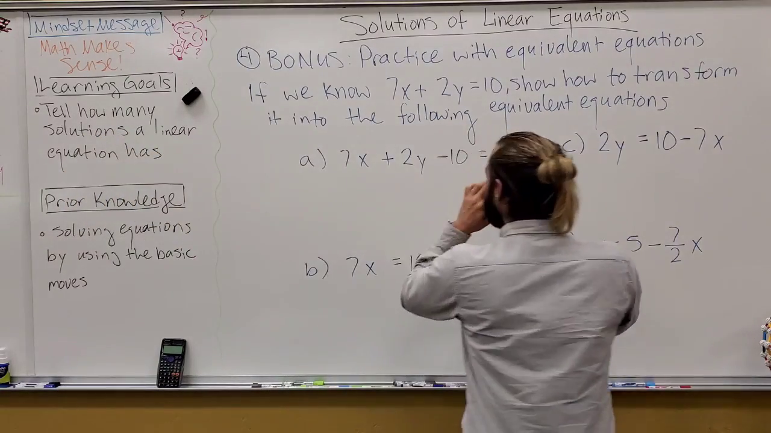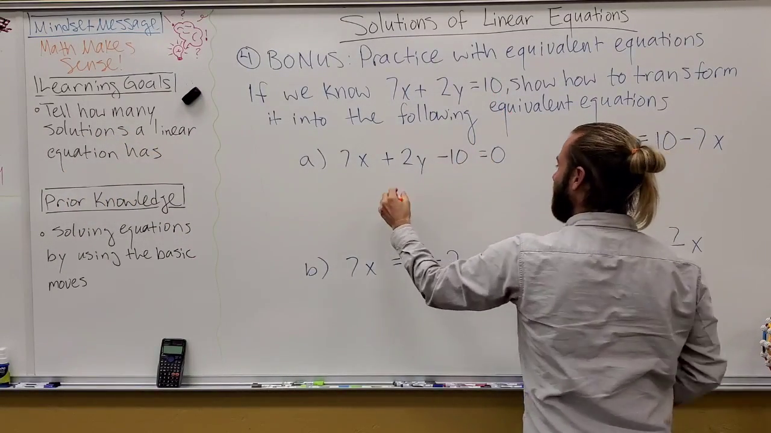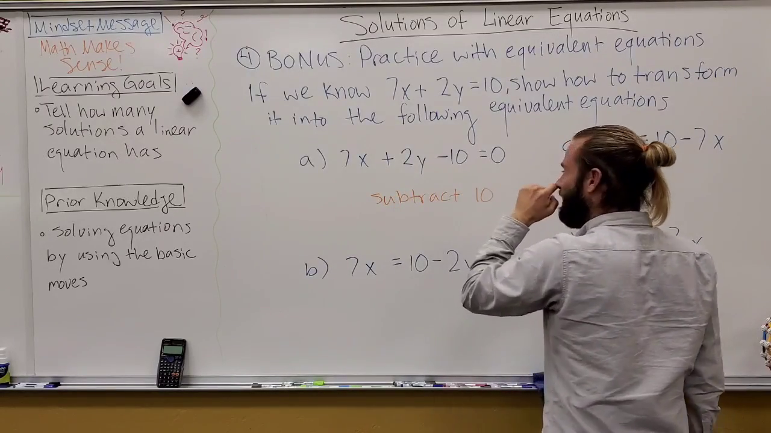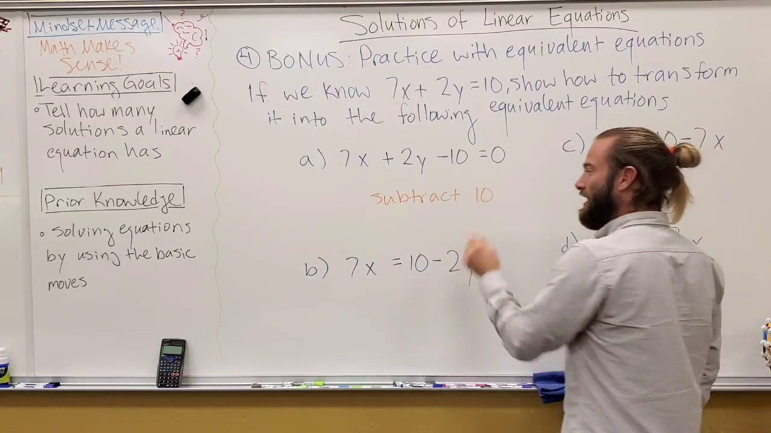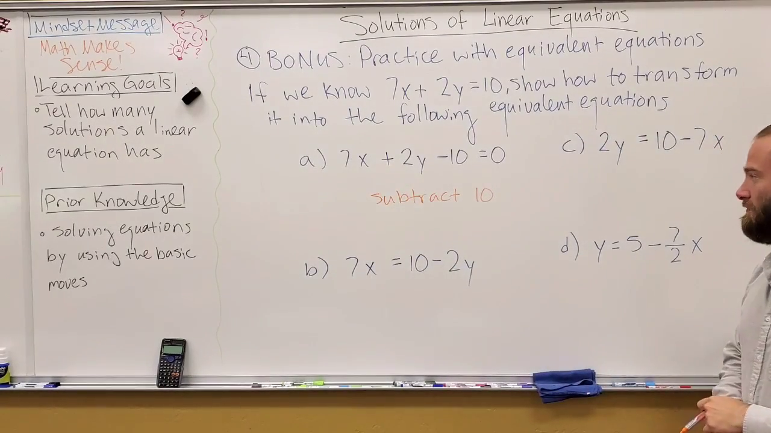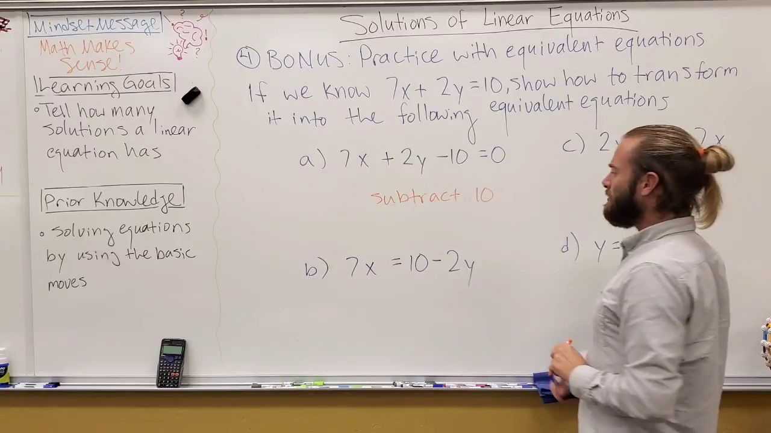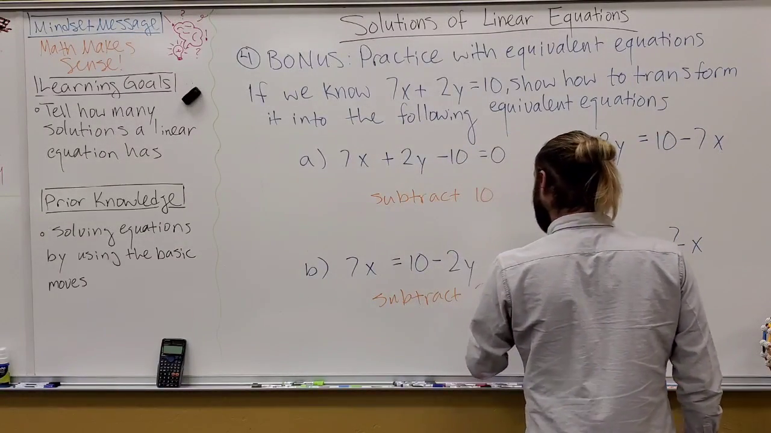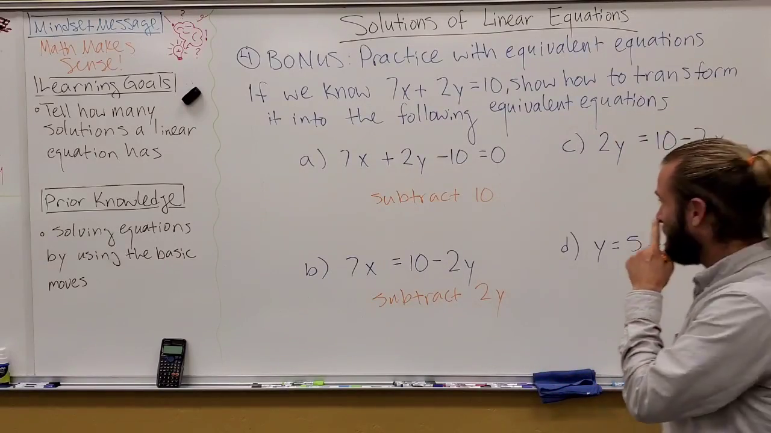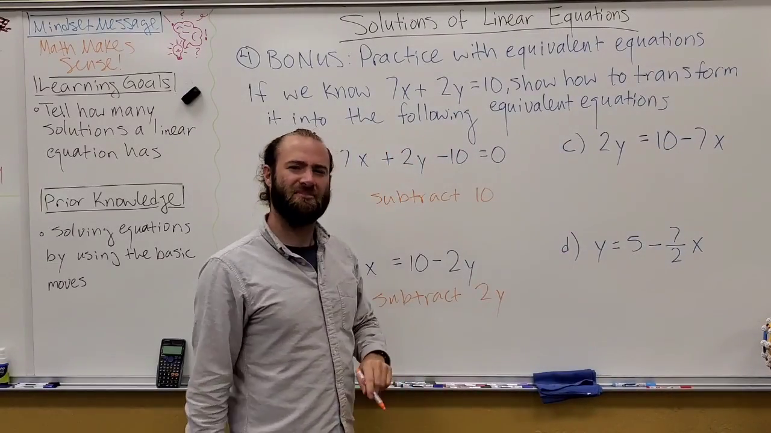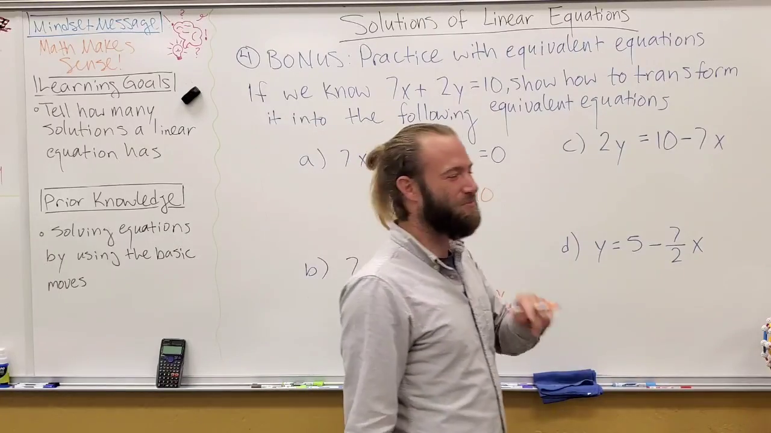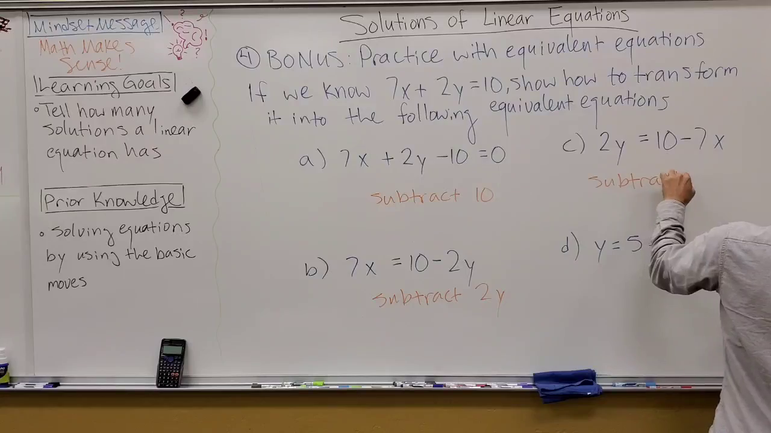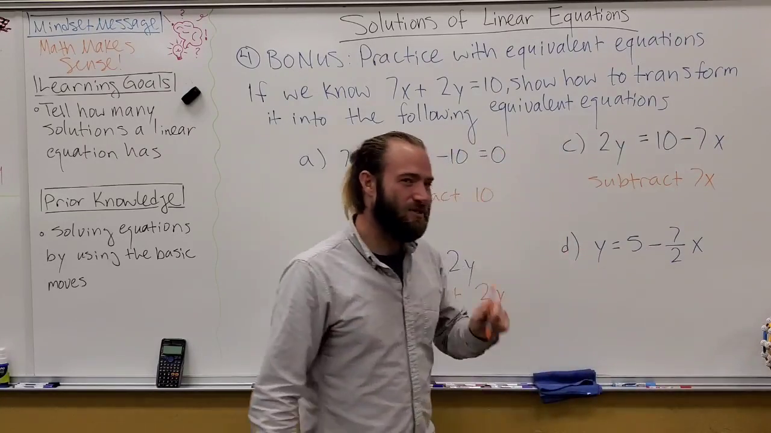Okay, so for this one, it should be pretty clear that what we did on both sides is we just subtracted 10. Okay, and when I say that for any of these, I mean from both sides. All right? Well, for B, a little bit different, but we subtracted 2y from both sides. From this one, interesting, they're all involving subtraction. It'll be helpful later. From this one, what do we do to both sides? We subtracted 7x.